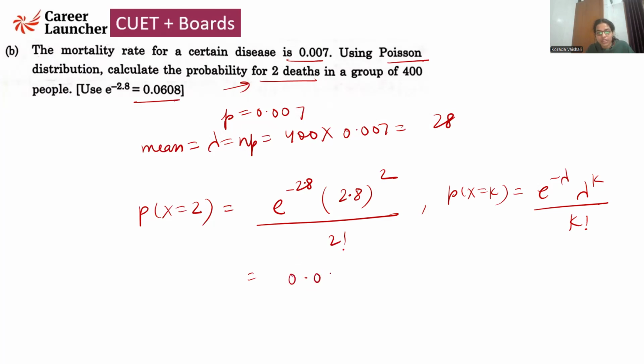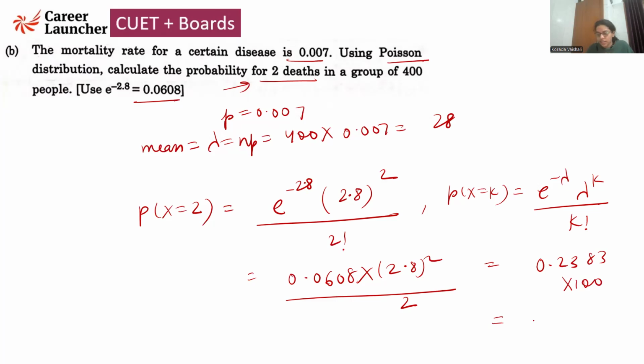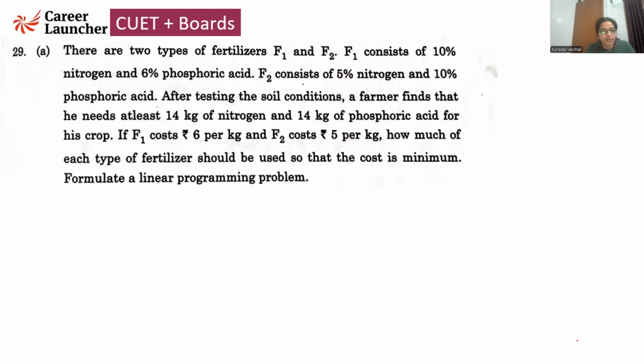So you're given the value of exponential to the power of minus 2.8. So this is 0.0608 multiplied by, so if we just multiply with this value, you will get the answer as 0.2383, or I can just multiply this with 100 to get the probability as 23.83 percent.